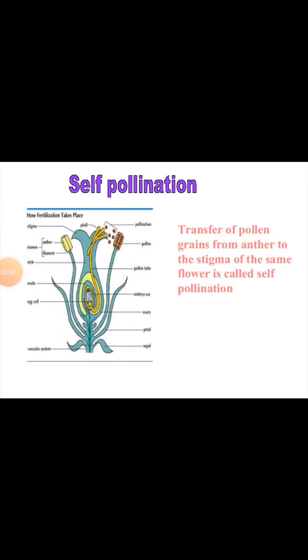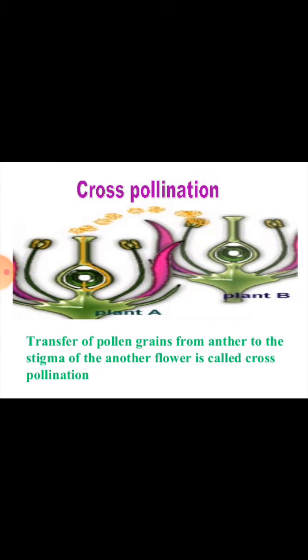So self-pollination is the transfer of pollen onto the stigma of the same flower, also called autogamy. Cross-pollination is the transfer of pollen grains from one flower to the stigma of another flower. This is known as allogamy. Let's move on next.